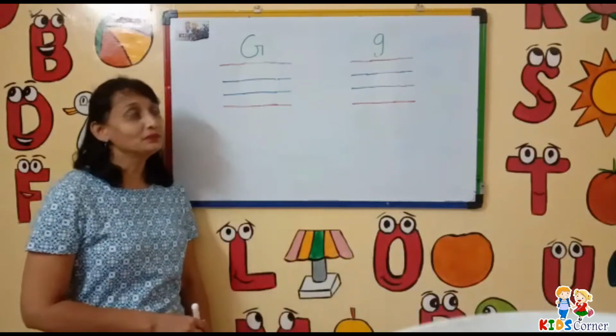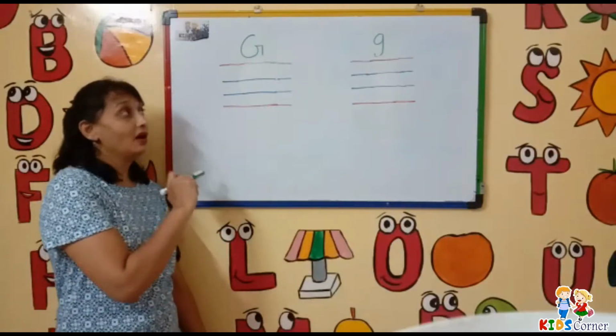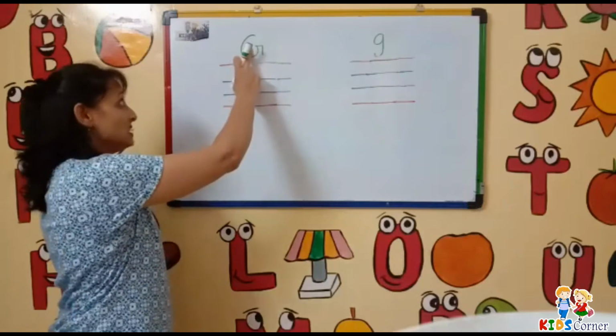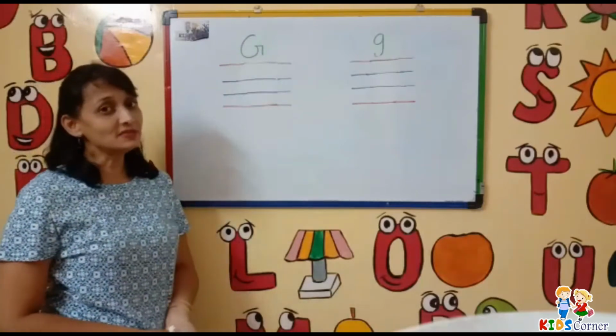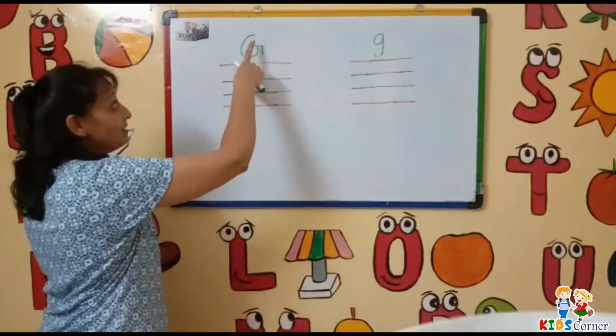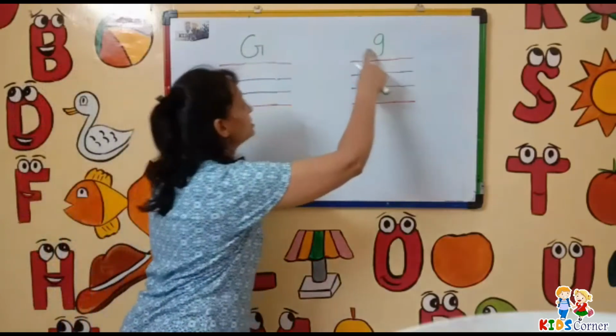You remember? We learned F. What comes after F? G. This is capital G and this is small g.